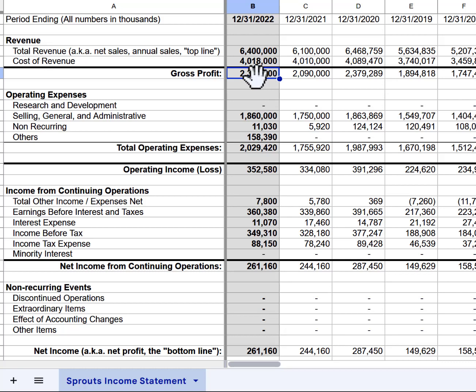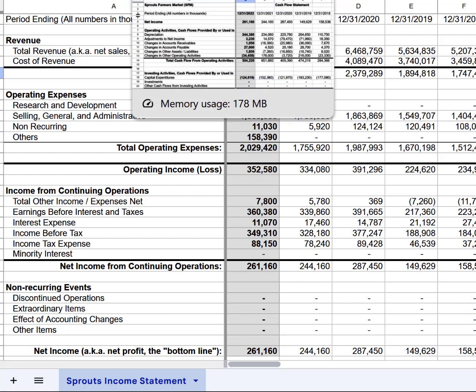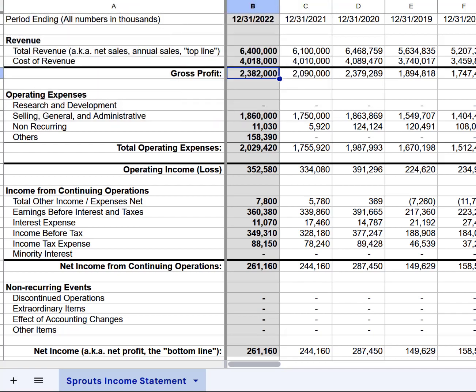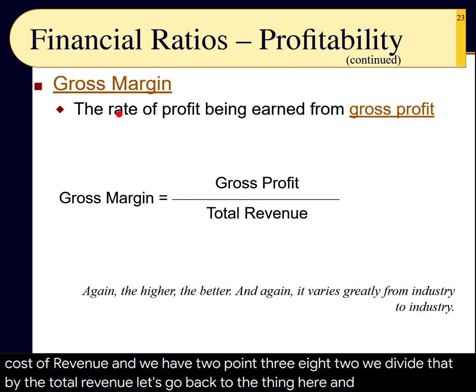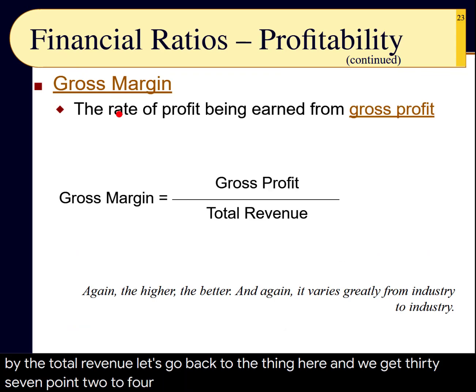So in this case, we had to pay over $4 billion to sell that materials, those goods, cost of goods sold, cost of revenue. And we have 2.382. We divide that by the total revenue. Let's go back to the thing here. And we get 37.22 for a gross margin.